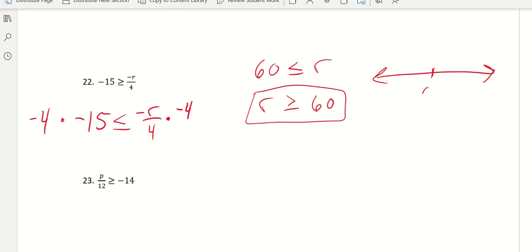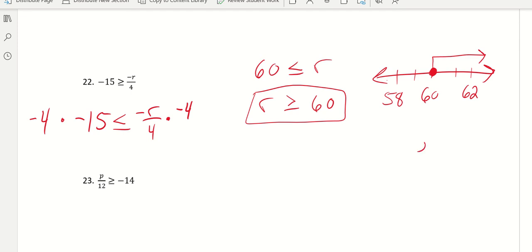On the number line here, 60, 61, 62, 59, 58. Open or closed circle at 60? Closed circle at 60. Do we shade left or right? Shade to the right at 60. There you go. All right.